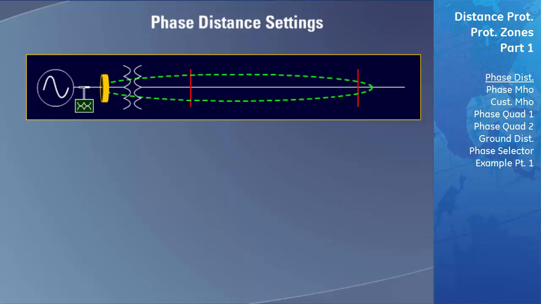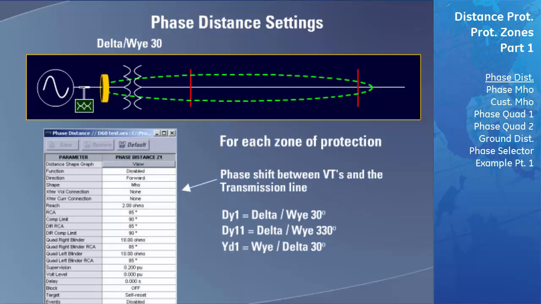on the VT. In our case, the transformer is a delta Y30 transformer, and the VTs are located on the delta side. Therefore, we need to select DY1, which represents a delta Y transition between the VTs and the transmission line. The number 1 stands for the degree of phase shift in multiples of 30 degrees. Since our transformer has a 30-degree phase shift between the 2 sides of the transformer, the number 1 is selected.